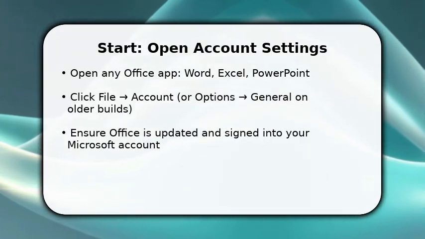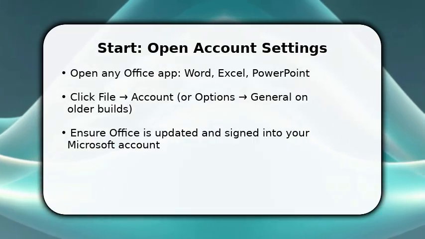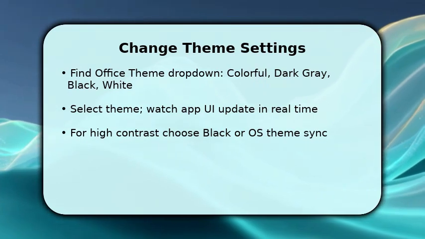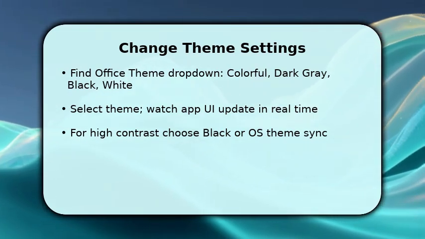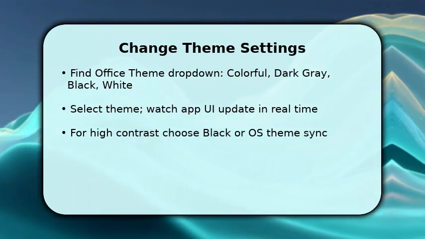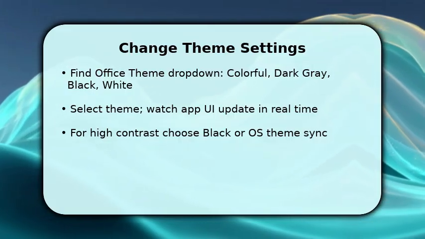Make sure to stay in the same app while changing the setting so the change propagates immediately to other apps. You'll now change the theme itself. Open the Office Theme drop-down and pick Colorful, Dark Gray, Black, or White. Select one and you'll see the UI update in real time. Once done, Office remembers the choice for all apps under the same account.